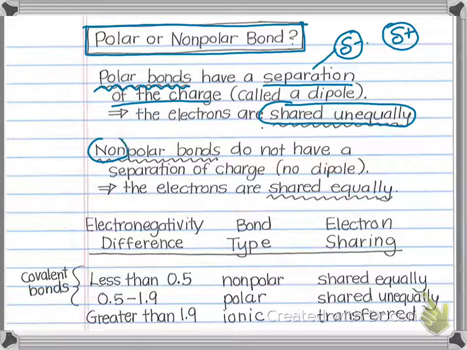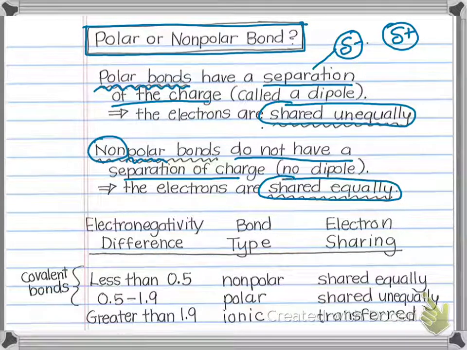If you put the word non in front of polar, then it means not polar. So nonpolar bonds don't have a separation of the charge. The reason is their electronegativities are so close, they share equally. So in polar bonds, the electrons are shared unequally because they have different electronegativity values. In nonpolar bonds, the electrons between those two elements are shared equally because their electronegativity values are very close to each other.